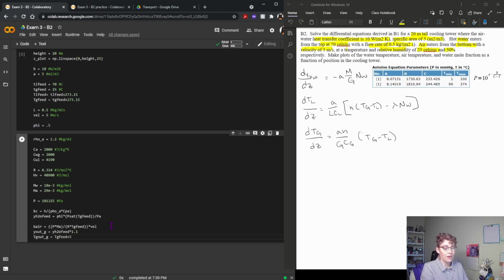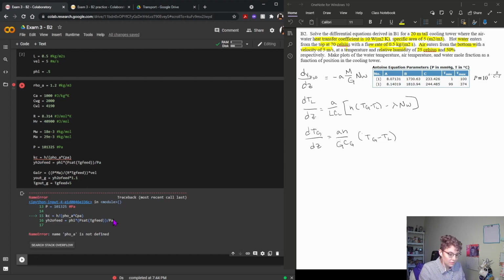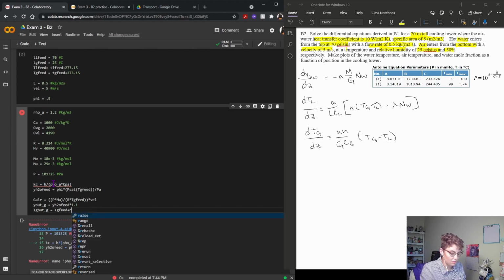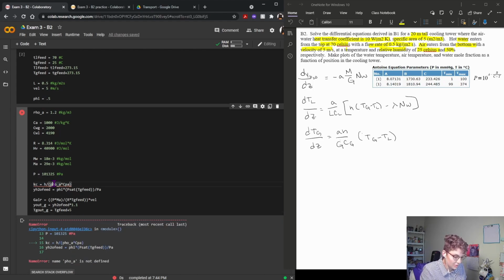Now we're going to define a function to hold all of our differential equations. We will define it as, oops, something is not defined. Oh, it is rho. Why would you betray me like this? Okay.